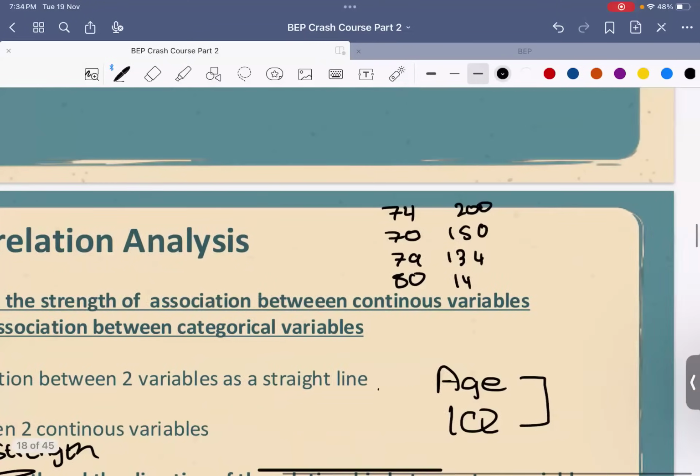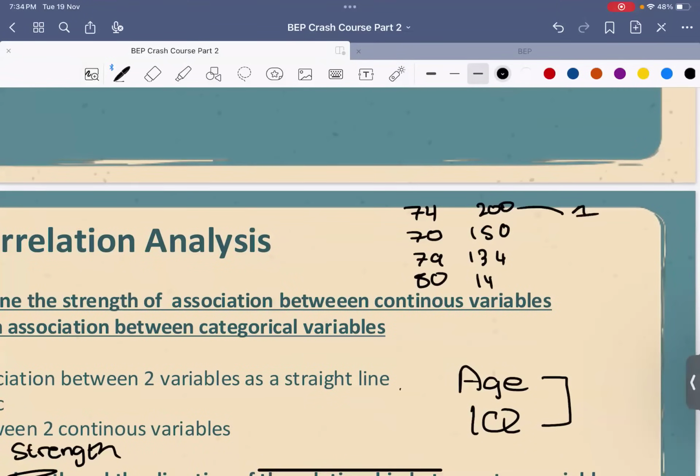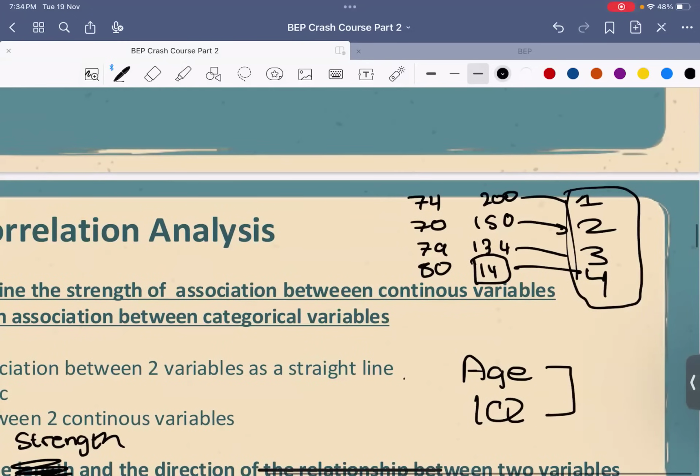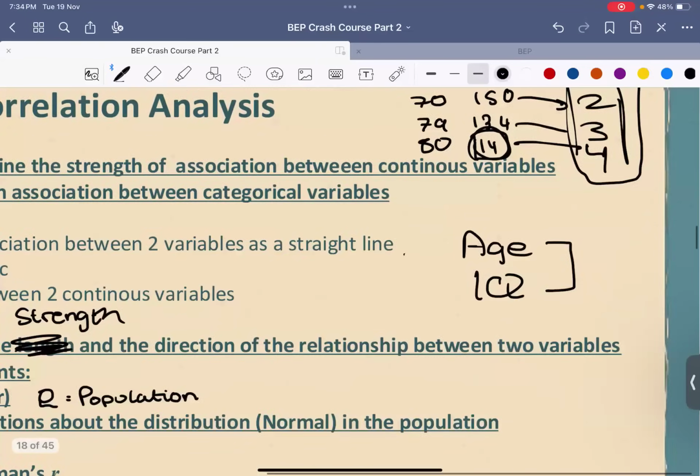So let's say we rank this as 1, the top, the most IQ, and we rank this as 2. We rank this as 3. We rank this as 4, okay? Why do we do that? Because this is obviously an outlier. It's way off, and we know it's an outlier. So if we want to eliminate the effect of outliers, we can rank them. 1, 2, 3, 4 is much closer than 200, 150, 134, and 14. So sometimes we do that.